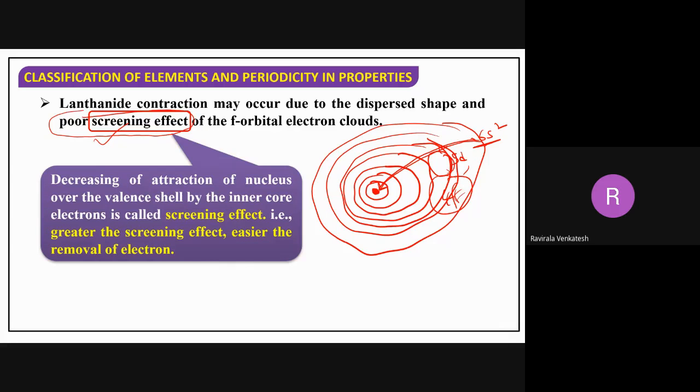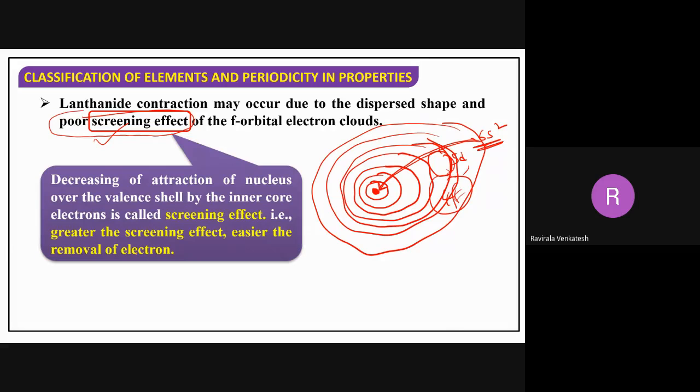If there were a shielding effect, the 4f electrons would definitely screen the outermost electrons. But because of the poor screening effect of the f orbitals, because of their peculiar double dumbbell, fourfold shape, they cannot do the screening effect. So in simple terms, the definition of Lanthanoid contraction is: the steady decrease of atomic size of lanthanoids due to poor shielding effect of f orbitals.